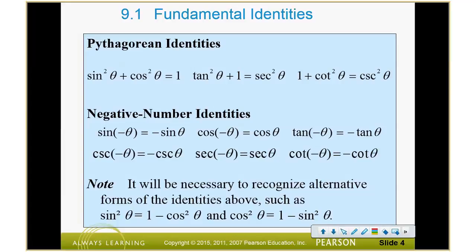Now, when you're talking about the Pythagorean, make sure you can solve. Cosine squared equals 1 minus sine squared. Sine squared is equal to 1 minus cosine squared. Tangent squared is equal to secant squared minus 1. Cotangent squared is equal to cosecant squared minus 1. Make sure that you can solve those algebraically for one or the other. 1 is equal to the secant squared minus the tangent squared. 1 is equal to the cosecant squared minus the cotangent squared.